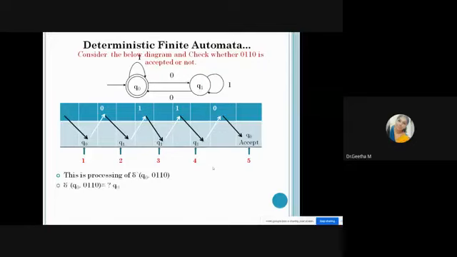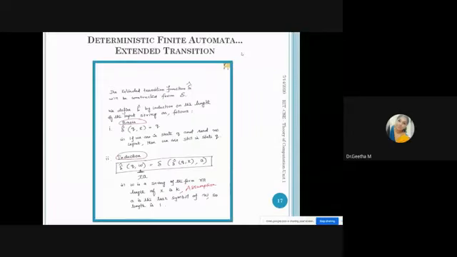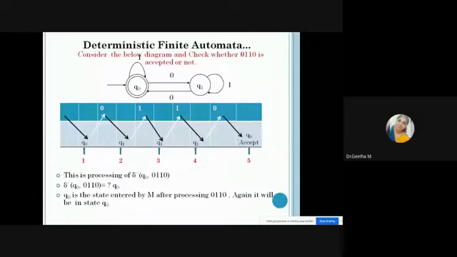Usually your del cap has to be written like this. See the topmost line, extended transition function. Del cap should be written like this. But the symbol with the cap on top of del is not available, so I have given the del cap like this. But when you write it, the cap should come at the top of the del. So the entire process is called del cap.